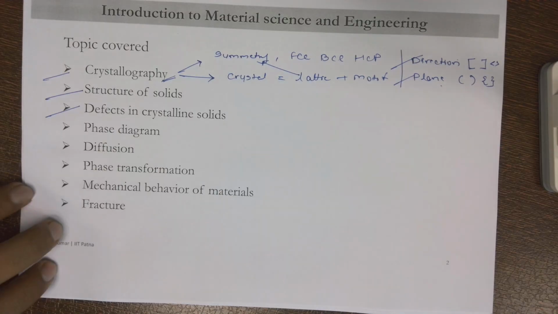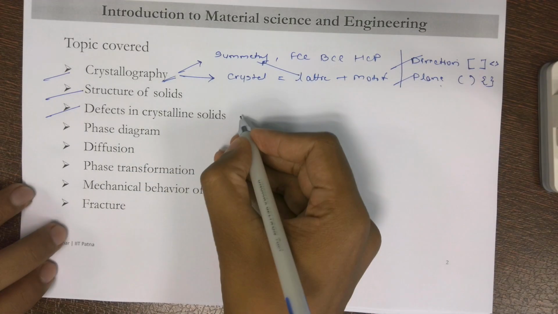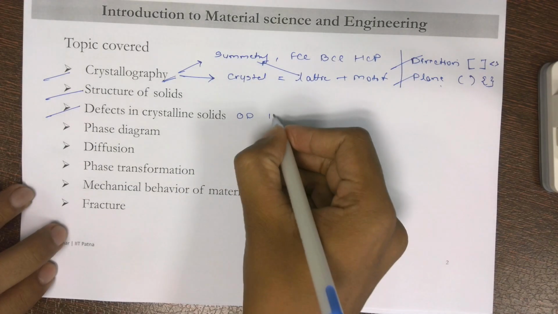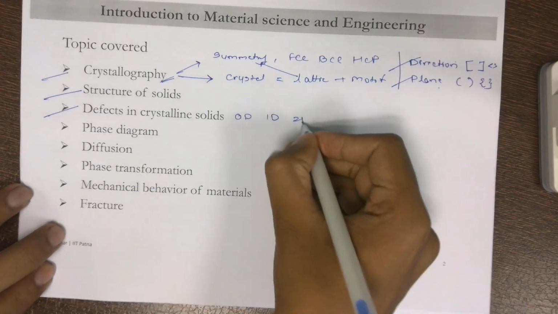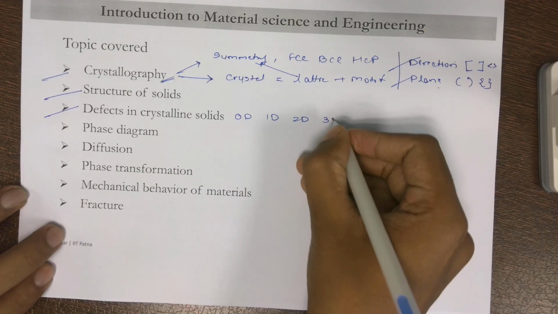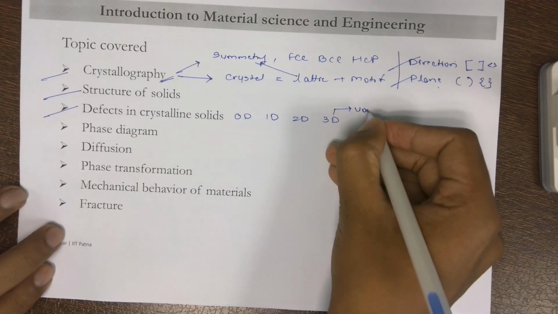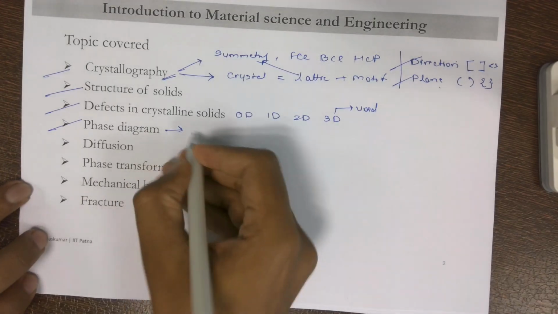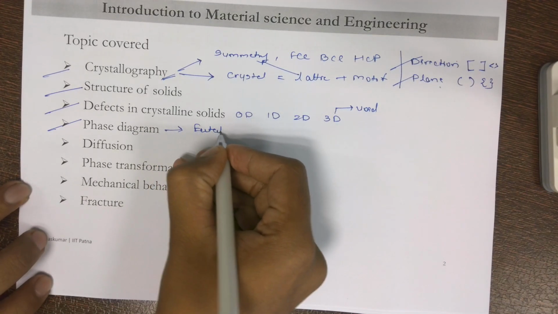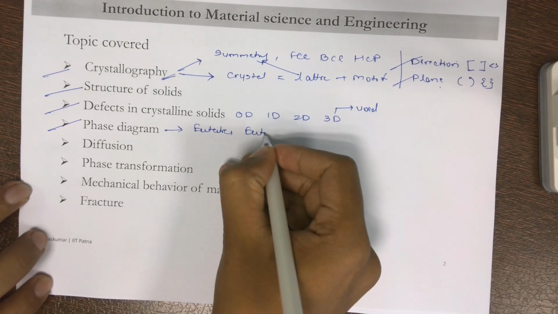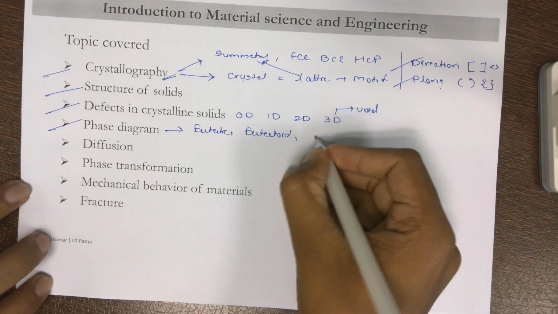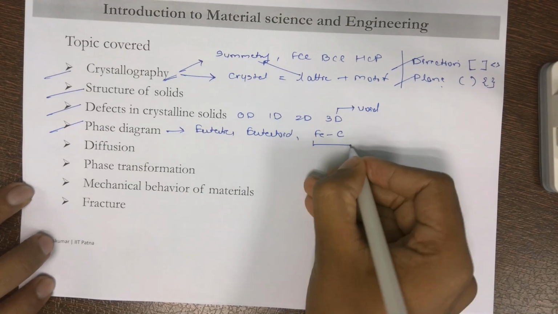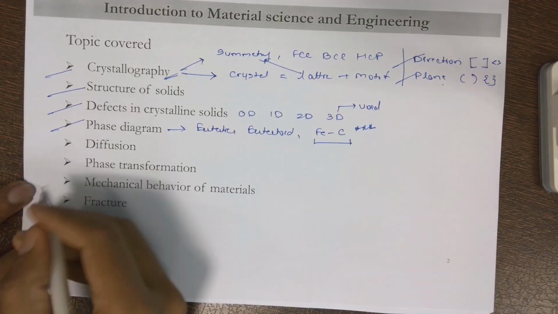Then we moved to the defects in solids. There we discussed the zero-dimensional defects, that is point defects and vacancies, one-dimensional dislocations, two-dimensional surface defects, and the three-dimensional defects, which are voids. Then we moved to the phase diagram, where we discussed eutectoid, peritectic, and to a larger extent we spent time on the iron carbon diagram, which is very important from the engineering perspective.